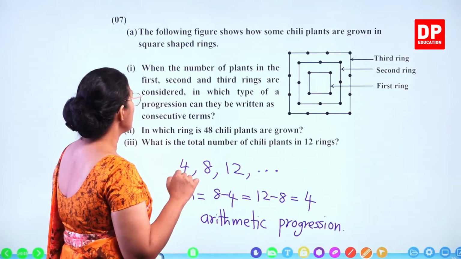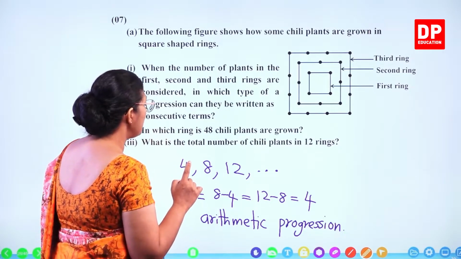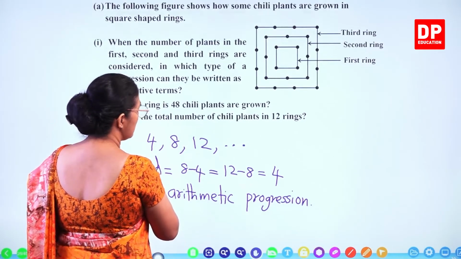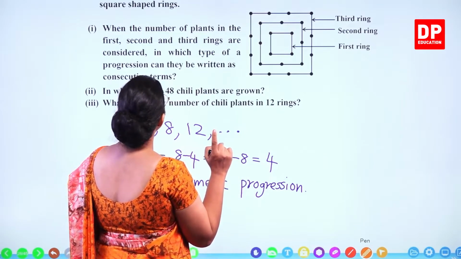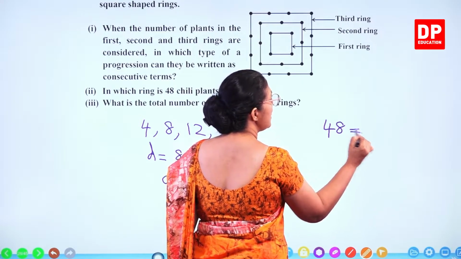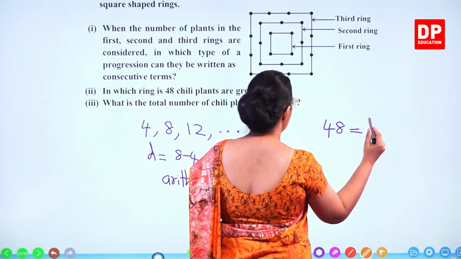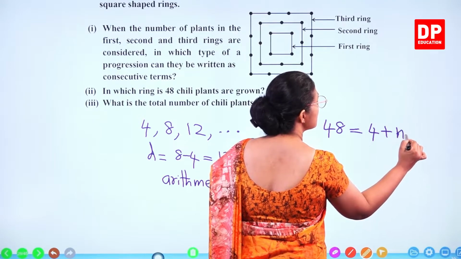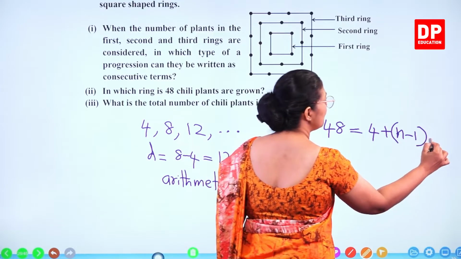This is an arithmetic progression. Then they ask, in which ring are 45 chili plants grown? So we can find out, if this is the arithmetic progression, where we get the 48th plant. So Tn, the 48th plant, is equal to a, the first term, which is 4, plus n minus 1 d. d is the common difference, that's 4.